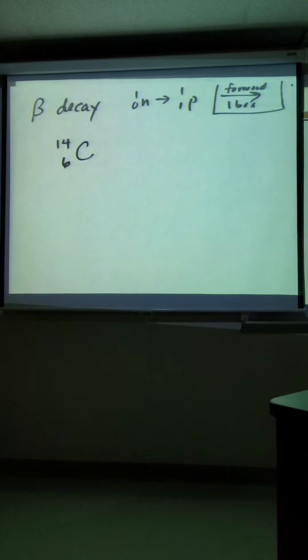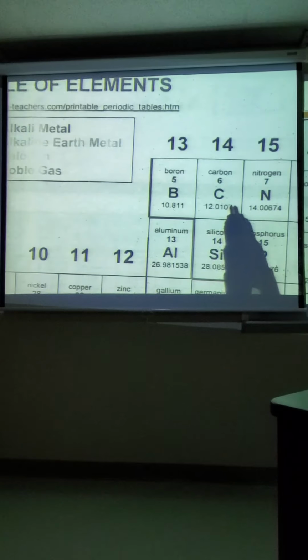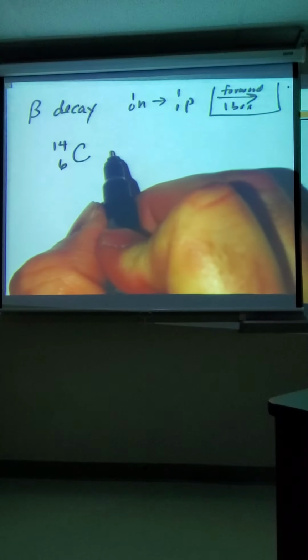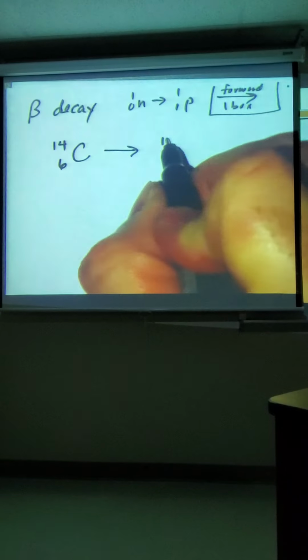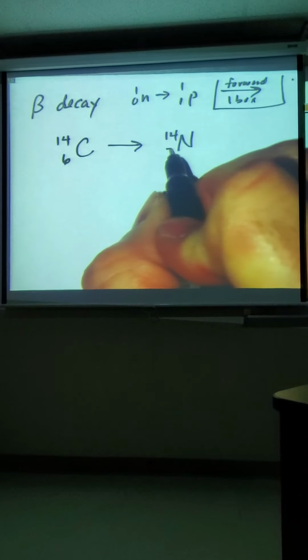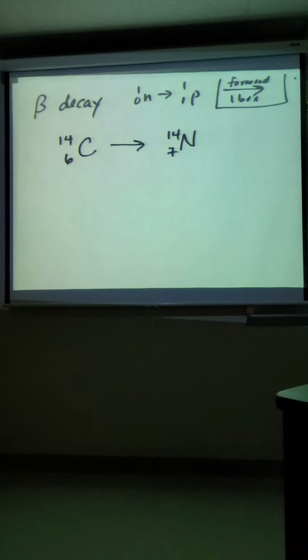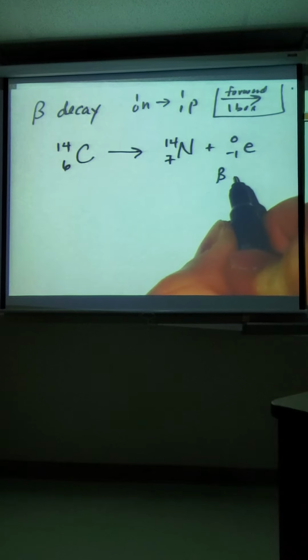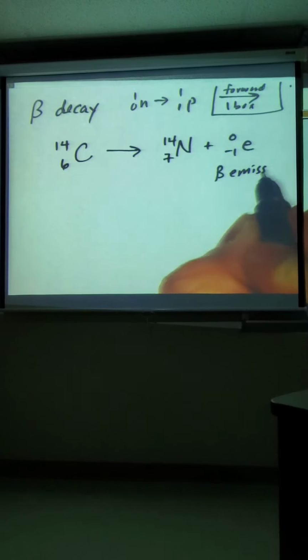If we look at carbon in the periodic table, we notice that forward is nitrogen. So as we move forward to nitrogen 14, that's number 7. Notice our 6 became 7, our mass stayed the same, we gained 1. But in order for that to happen, we need to release a 0, -1 electron. We call that a beta particle, so that would be beta emission.